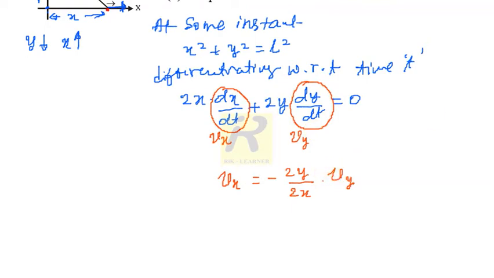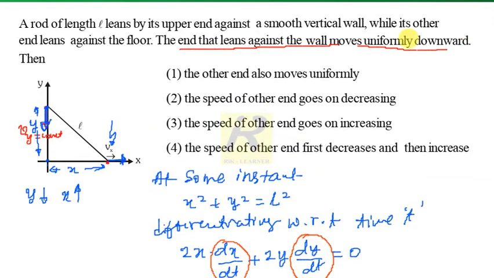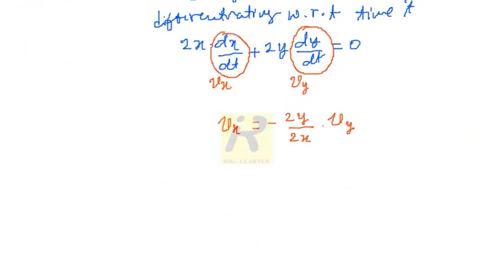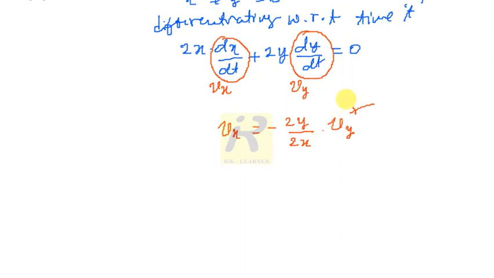And it is said in the question that the upper end leans against a smooth vertical wall, and the end that leans against the wall moves uniformly downward. That means Vy is constant, as we already wrote. So this term is constant. So I can simply say Vx is proportional to minus y by x, because the 2 gets cancelled.